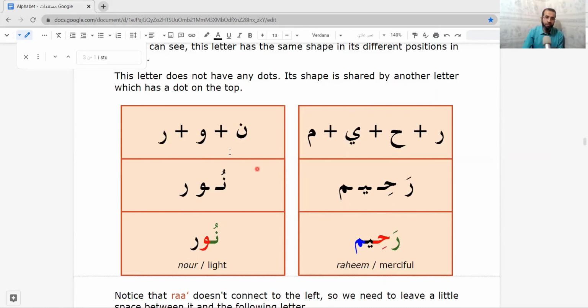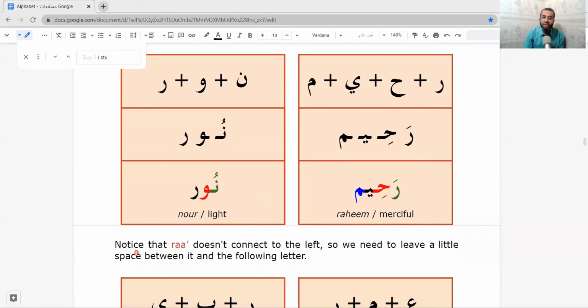Rahim, merciful. This word, Noon with Dhamma, then long vowel, Oo, then Ra. Noor, light. Notice that Ra doesn't connect to the left, so we need to leave a little space between it and the following letter. Ra and then Ha. You see here, there is a space. They are not connected, just like some letters which we studied before. Alif, Dal, Waw. Ra is also one of the letters which don't connect to the left.